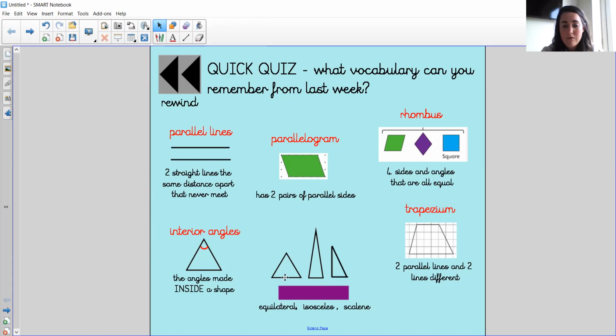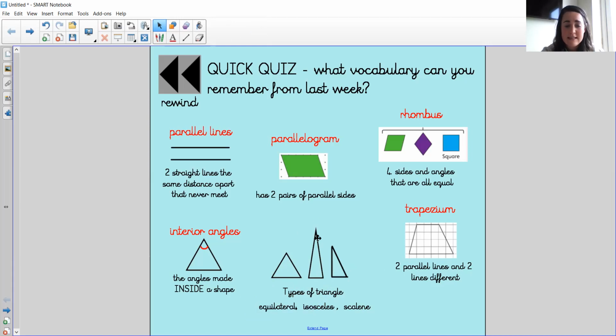Okay, and then we have got these different types of triangles. Okay, and I think I've covered the wrong thing up actually, because what I wanted to cover up was the names, and I gave you them. So we've got three different types of triangle that we came across last week as well. We've got our equilateral triangle that has got the same length sides and the same size interior angles.